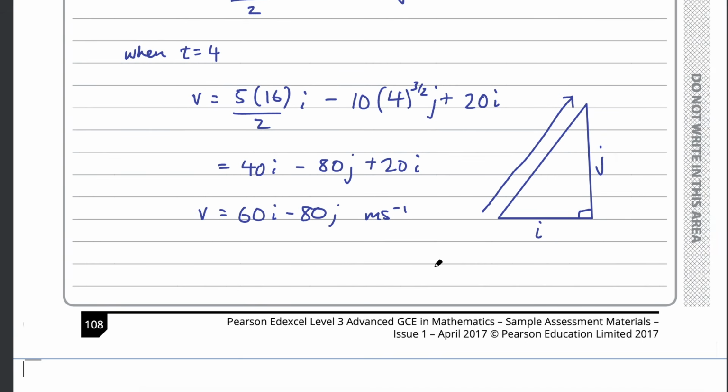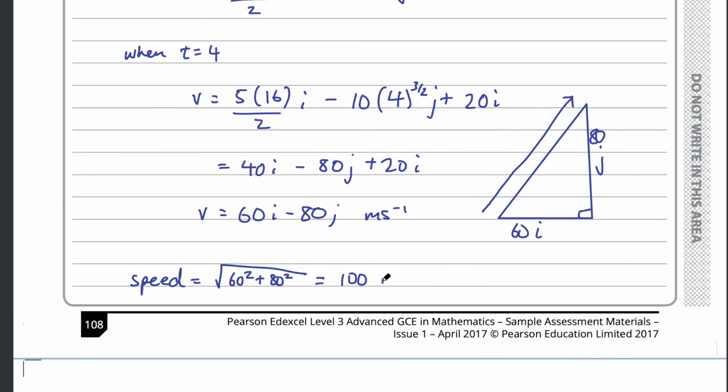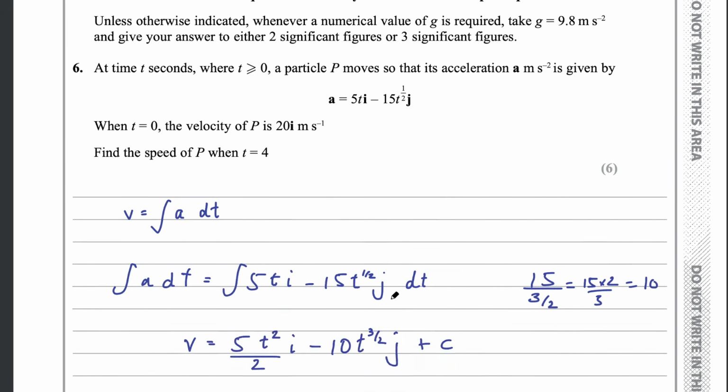So how do we find the speed? We use Pythagoras' theorem. So we say speed is going to be whatever this length is. So this is 60, this is 80. So we need to take the square root of 60 squared plus 80 squared. Or let's just put that into a calculator. The square root of 60 squared plus 80 squared, bracket, 100. So 100 meters per second for the speed. And that was question 6 for 6 marks.